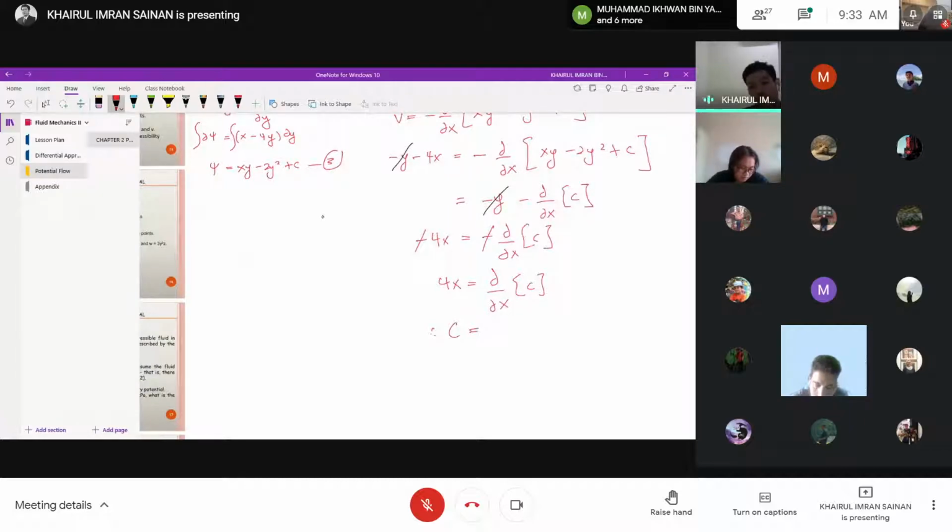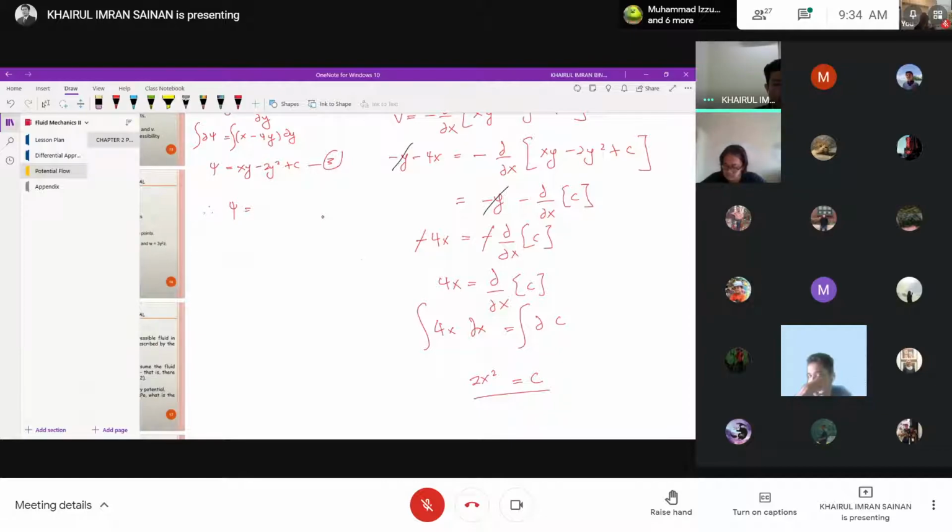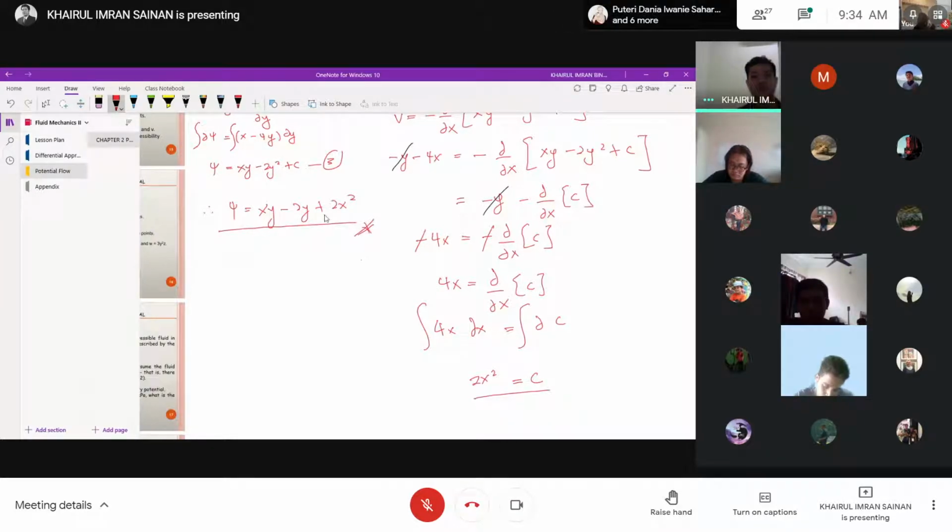We need to integrate this. So 4x dx equals del c. When we integrate, del c becomes c, and this becomes 2x squared. So that is c. In the end, your equation is psi equals xy minus 2y squared plus 2x squared. So that is the answer for psi.